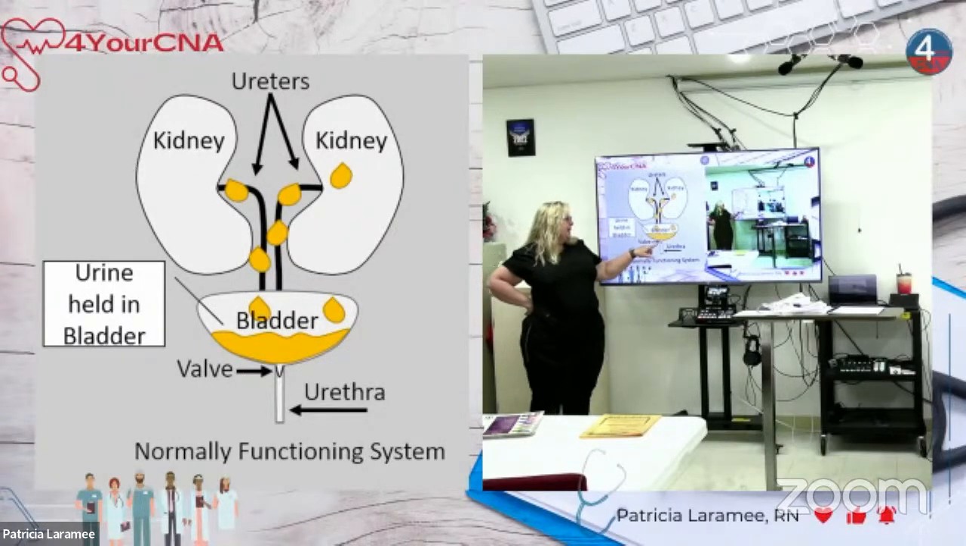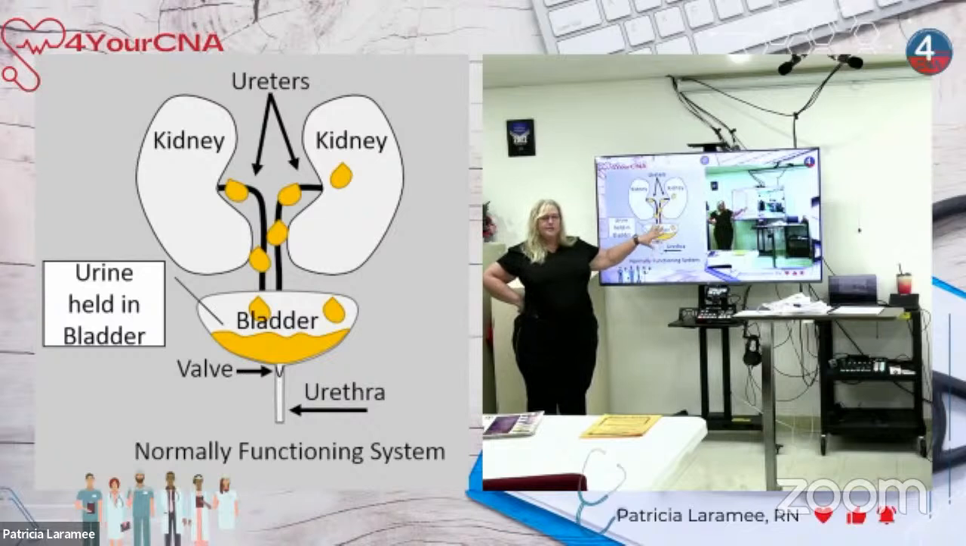There's a valve at the bottom of the bladder that holds it closed so that as the drips go in the bladder, they stay there. They don't come out. You guys remember that? Then you go to the bathroom, the valve opens, the urine comes out, it closes again. You're ready to go for another couple hours. You guys remember this? Okay.